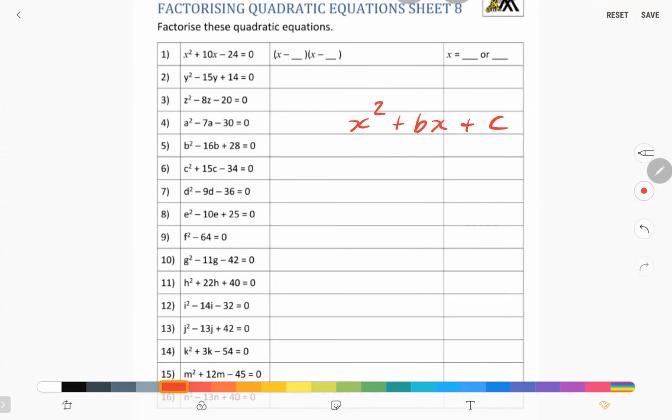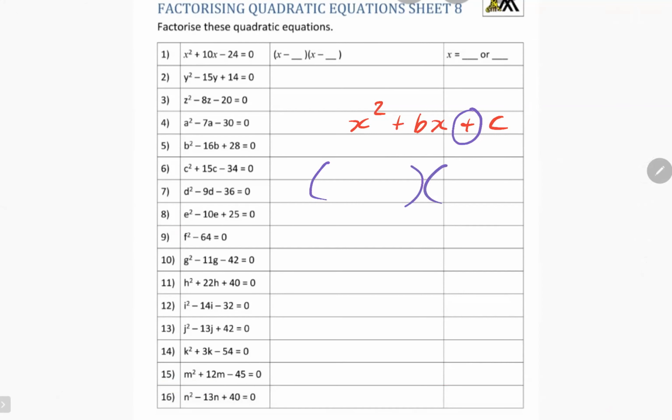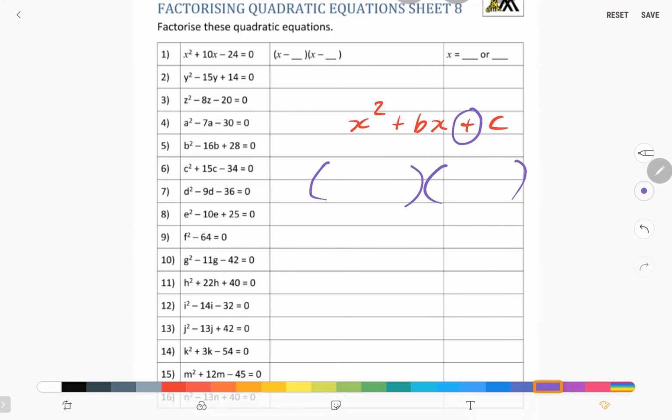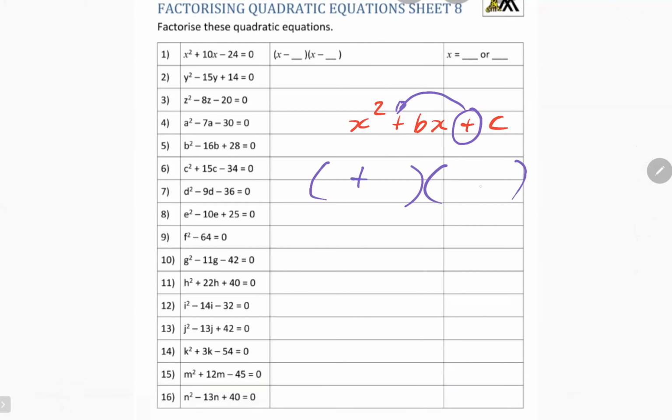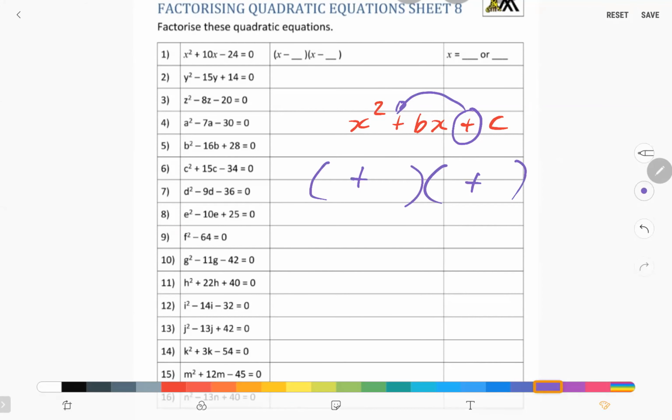First thing you must observe is the last term, right? If that is a plus, it means that the signs are the same. Plus out here means that the two signs in the bracket are the same. And this tells me that they are both positive. Both positive. All right, if that is a plus.